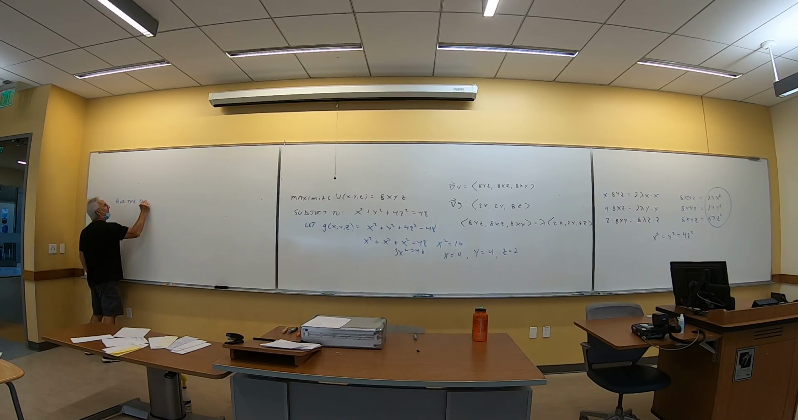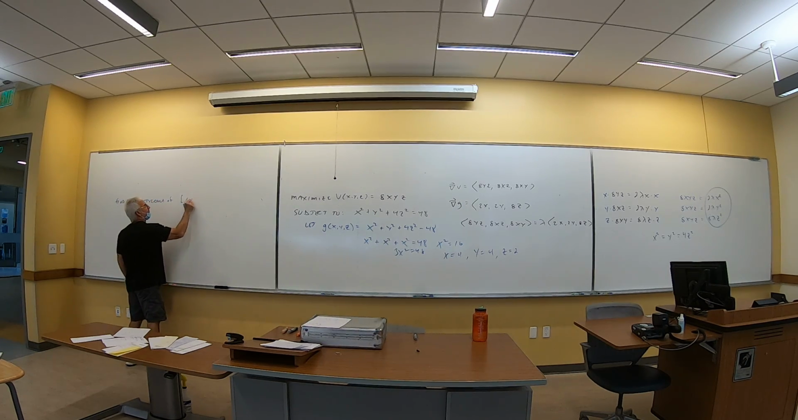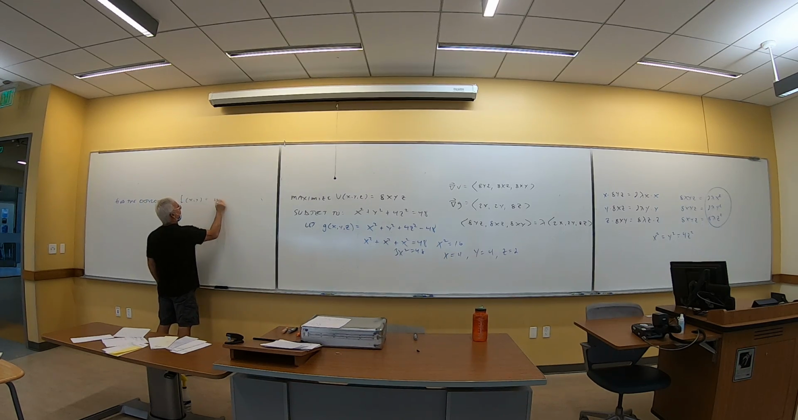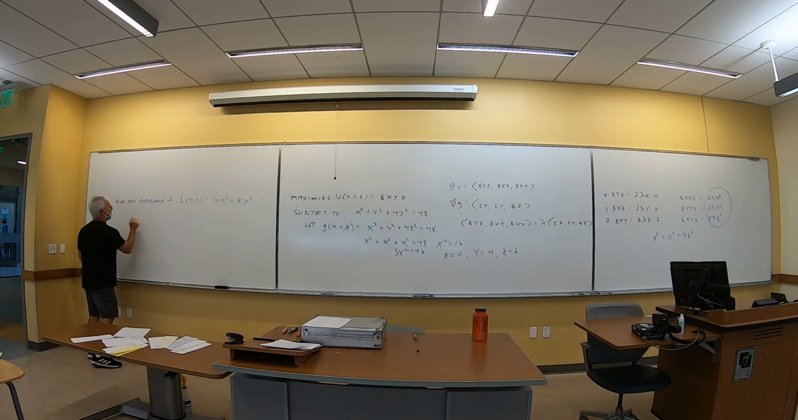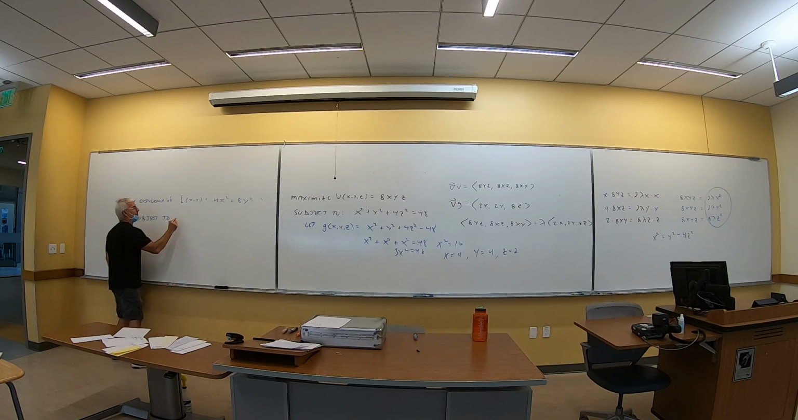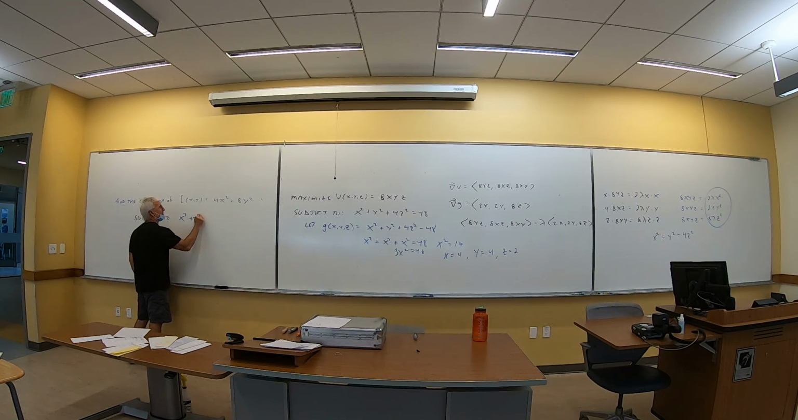find the extrema of f of xy equals 4x squared plus 8y squared, subject to x squared plus y squared equals 64.